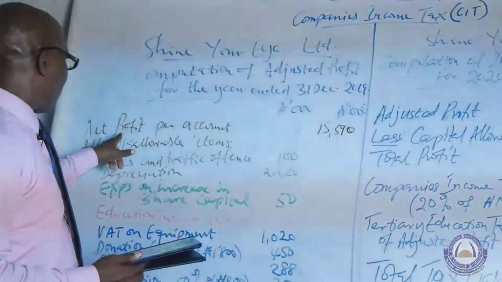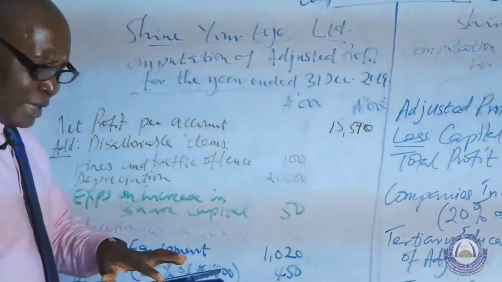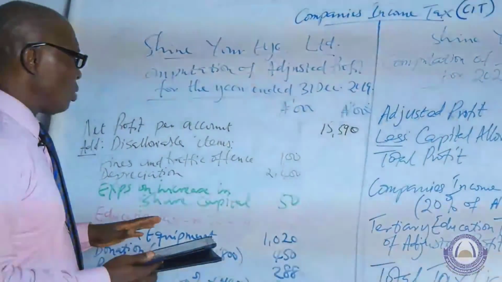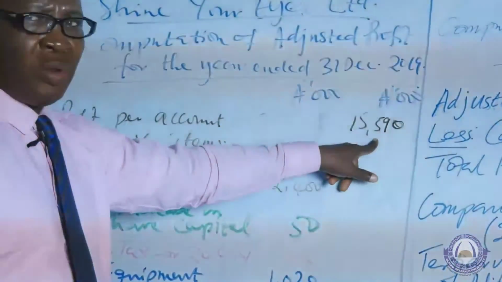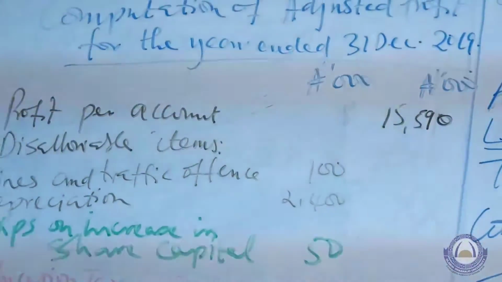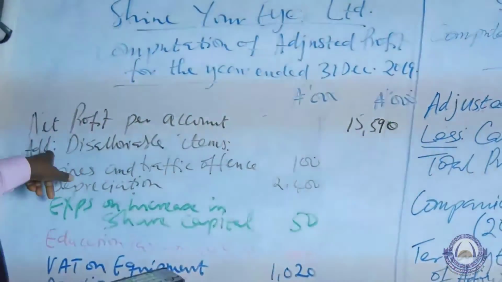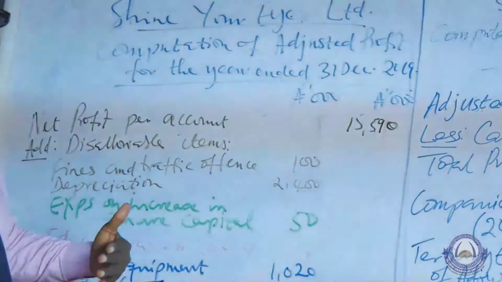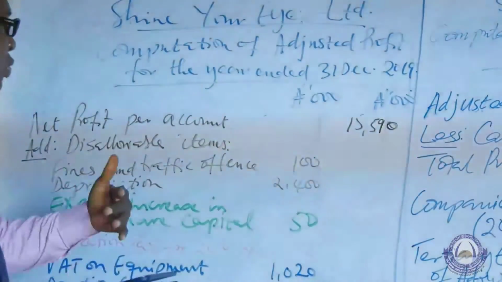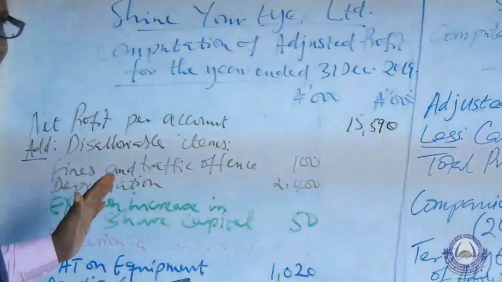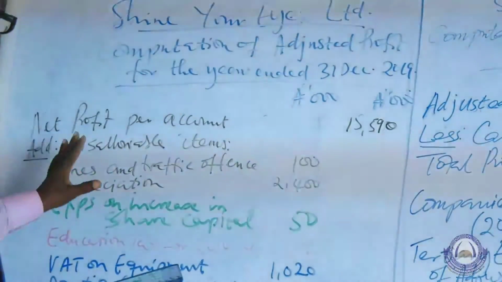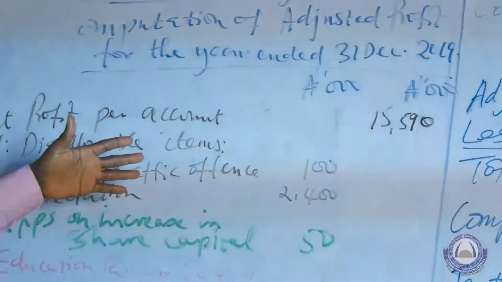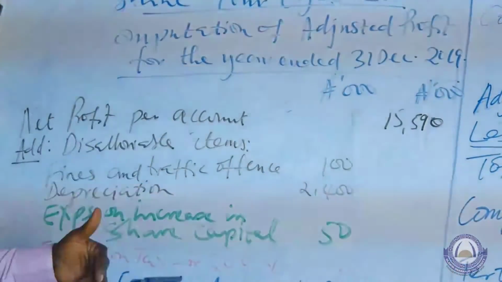So we are starting from the net profit per account. That is the net profit given to us by that account. The net profit per that account is 15,590,000 naira, as given in the account. And now you add back all the disallowable items that are not permitted for the purpose of tax liability computation. These are called the disallowable expenses. Why? Because they are not wholly incurred for the purpose of generating the revenue for that year.